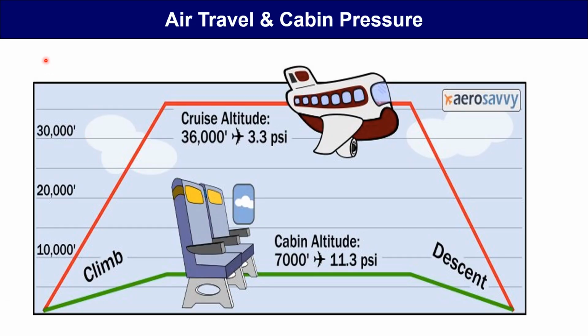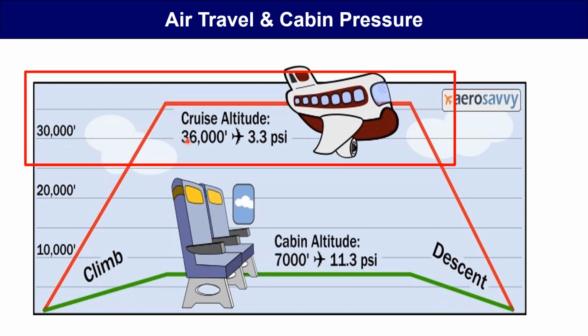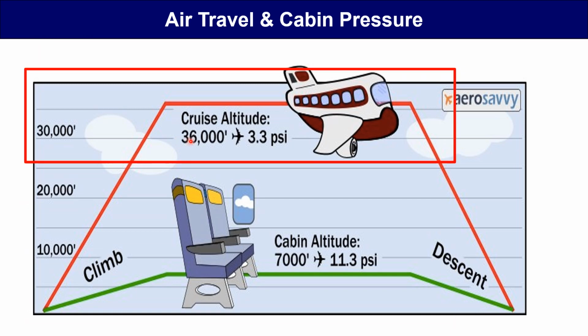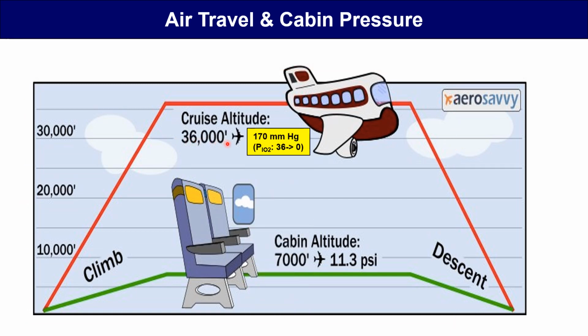So let us apply that principle with that of air travel. Now, during international flight, the cruising altitude is around 36,000 feet. And at 36,000 feet, the barometric pressure is 170. The inspired oxygen tension is 36, and this is not compatible with life.